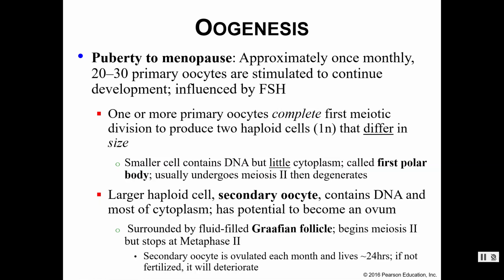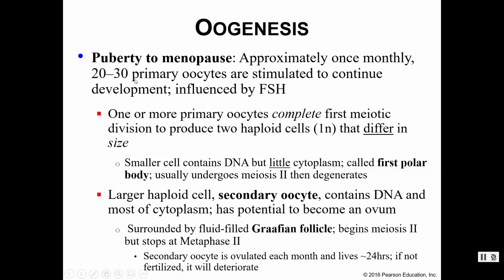This does begin meiosis II, but it will stop again at metaphase II. The secondary oocyte will then be ovulated, and it lives for about 24 hours. If it is not fertilized within those 24 hours, it will also deteriorate and be excreted in the menstrual cycle.